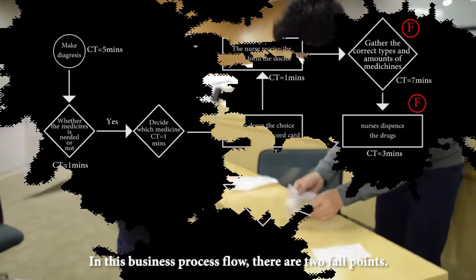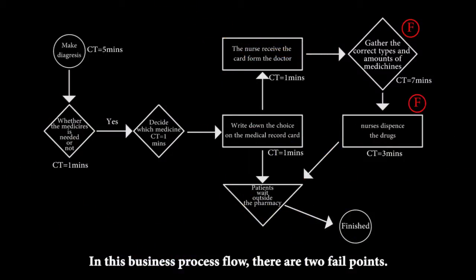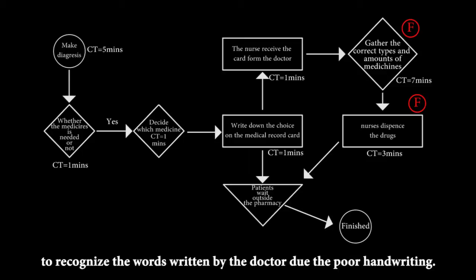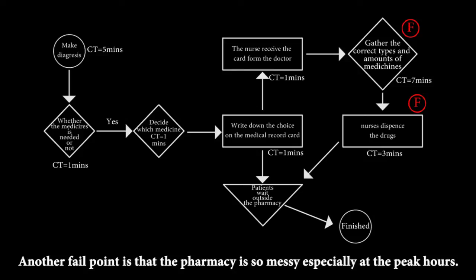In this business process flow, there are two fail points. The first one is that the dispensers need to spend a lot of time to recognize the words written by the doctor due to the poor handwriting. Another fail point is that the pharmacy is so messy, especially at the peak hours.